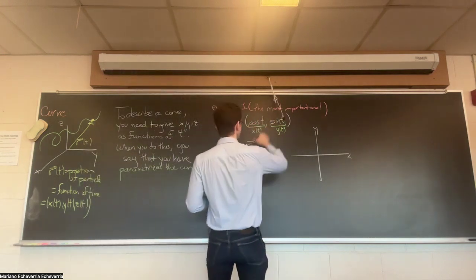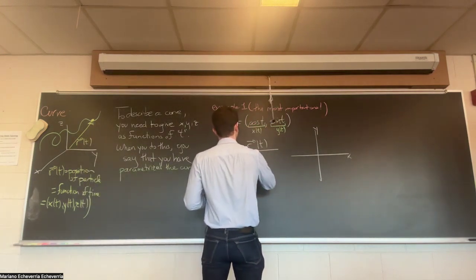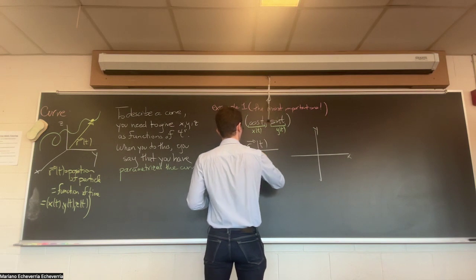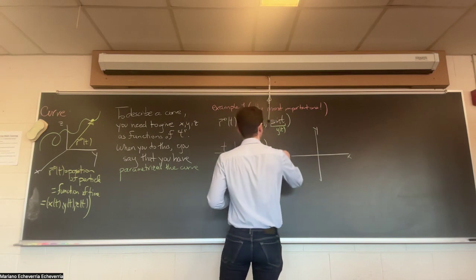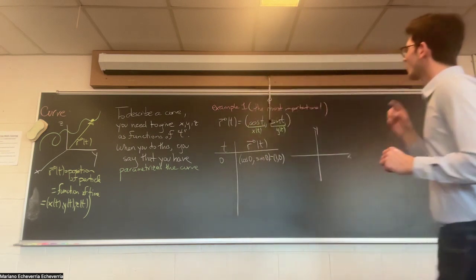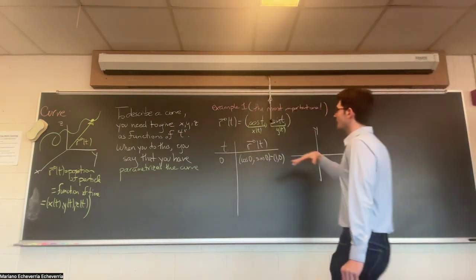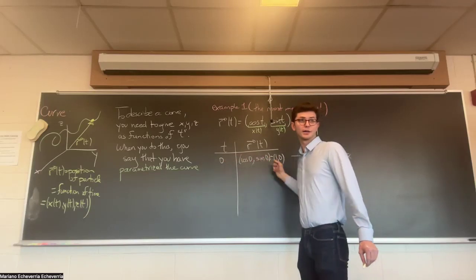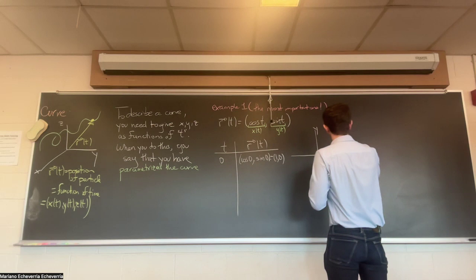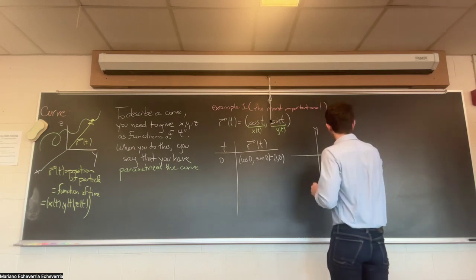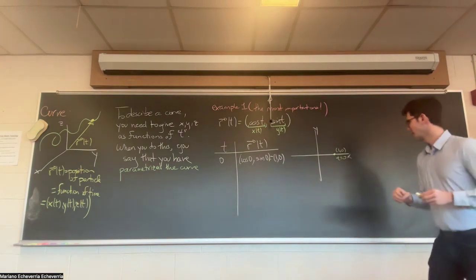So what do you get here? You get cosine of 0, sine of 0, right? And that's 1 comma 0. So the way you should think about this is that at time 0, the particle is at the point (1, 0). Let's draw the point (1, 0). That's your position at time 0, so this is t equals 0.